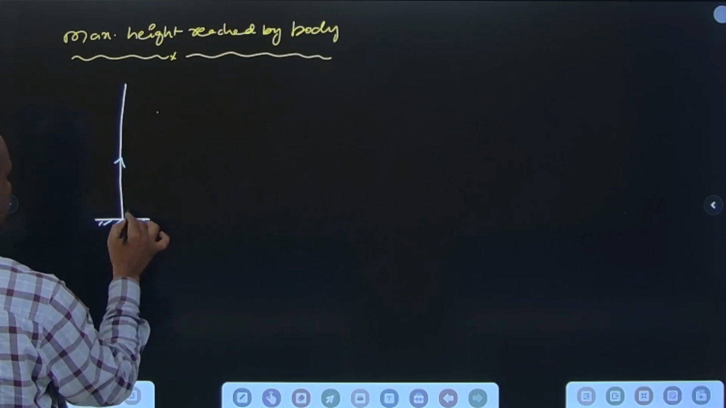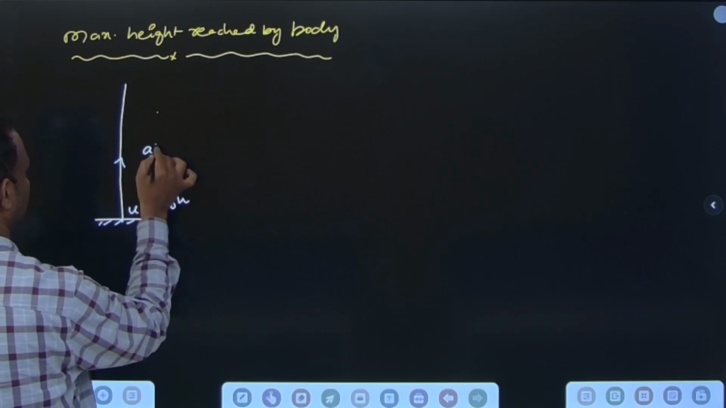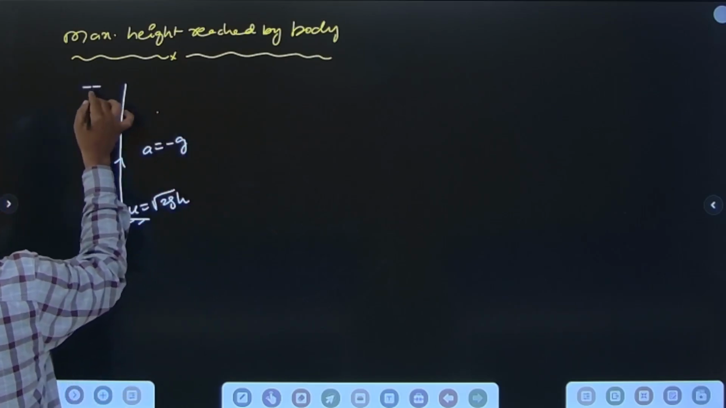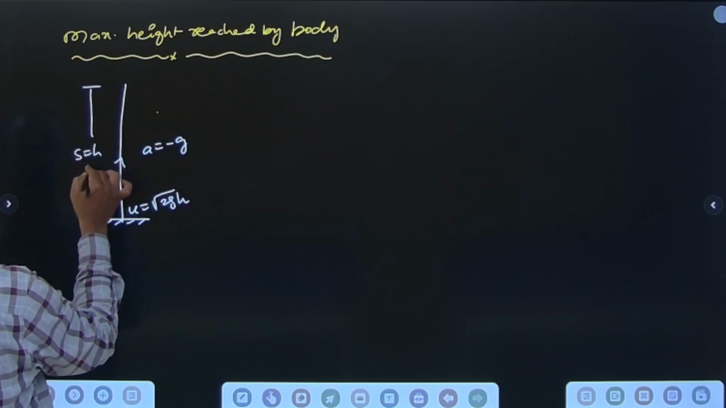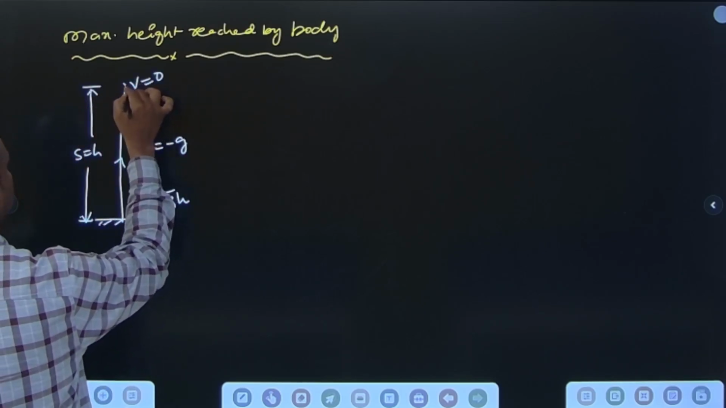So the initial velocity is u, the acceleration a equals minus g, and s equals h, which is the height we are going to find. Here the final velocity is 0.